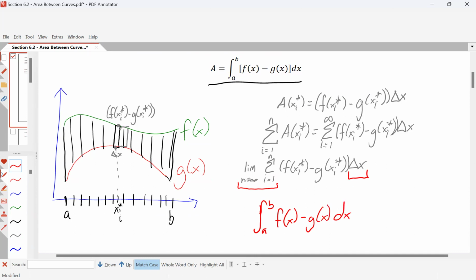So using the formal definition of the integral, we get that same definition for the area between two curves. In the next videos, we'll look at some examples of using this definition.